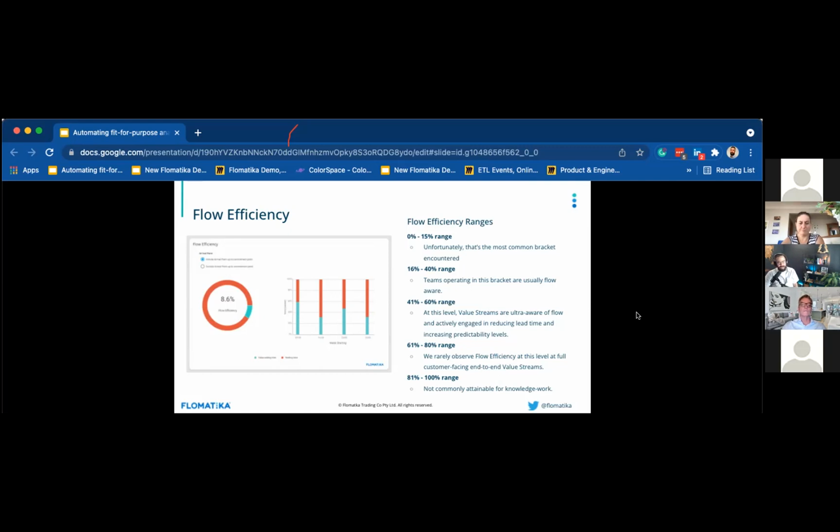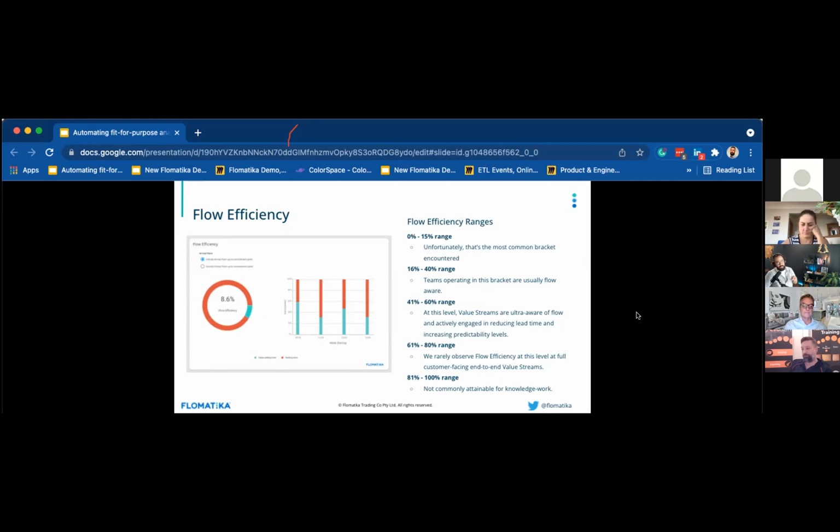41 to 60, at this level, value streams are ultra aware of flow, and they are actively engaged in reducing lead time and increasing predictability levels, right? So here, really, when you get the high-performing teams, they usually have the support of a coach or a really good service delivery manager, and they are really focusing on optimizing that value stream. 61 to 80%, we rarely observe that level of flow efficiency, but it could be possible depending on the type of service. And when you go to 81 to 100%, that's usually not commonly attainable for knowledge work.